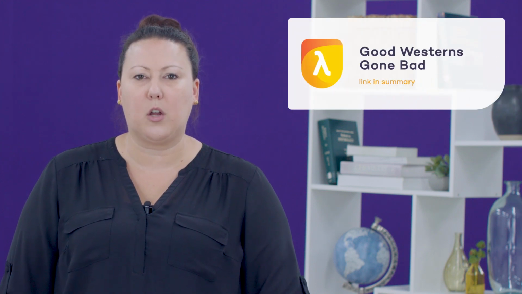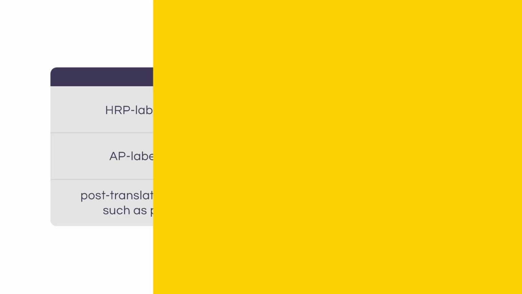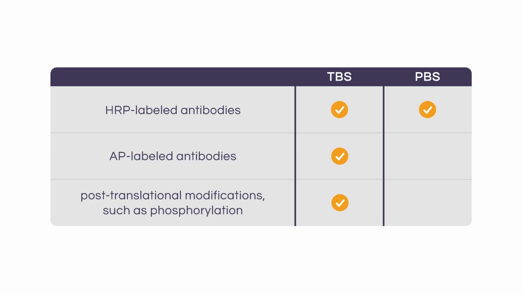The buffer you choose will depend on your proteins of interest and the antibodies used. We recommend you compare whether PBS or TBS buffers give you the highest final signal and lowest background for your specific targets. If you're experiencing high background issues, please refer to our Good Western's Gone Bad Troubleshooting Guide, which is linked in the summary. PBS and TBS are often interchangeable as dilution buffers for blocking. This is the case for HRP-labeled antibodies.